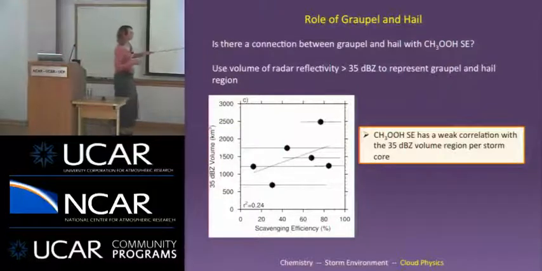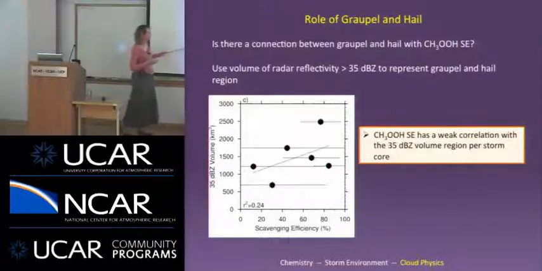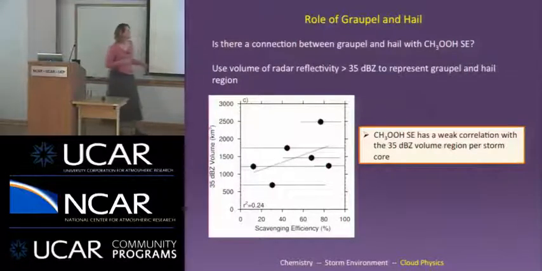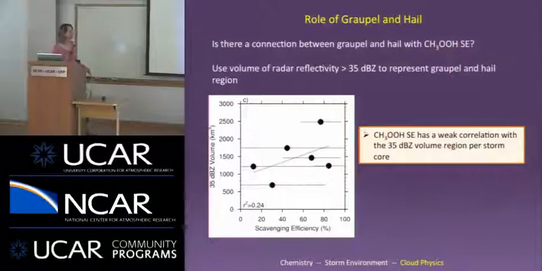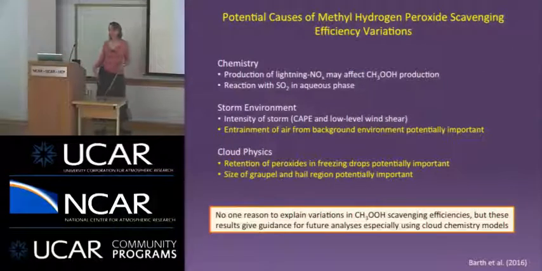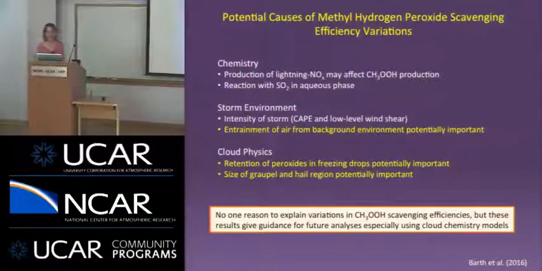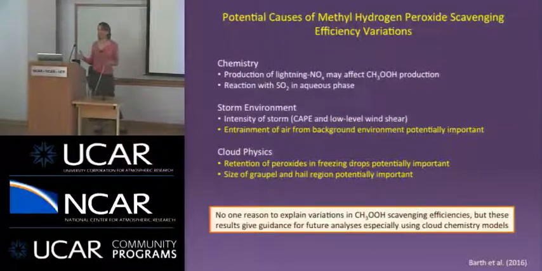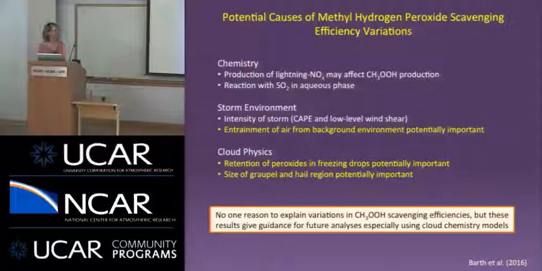So that's what's shown here: the 35 dBz volume per storm core, compared to the scavenging efficiency. We get this mild correlation, seeing that when we have a bigger Grapple or Hill region, a bigger 35 dBz region, we do get a greater scavenging efficiency. So that suggests that this is also a potentially important part of explaining the variation of the scavenging efficiencies for methyl hydrogen peroxide. None of these is one direct reason for what's causing the variation, but these do provide guidance for further analysis, especially when using cloud chemistry models.